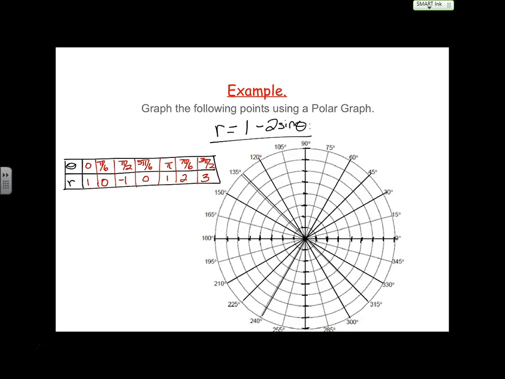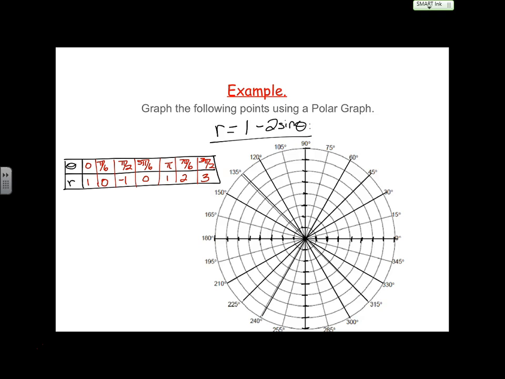Now take those points and graph those points. They'd technically be written r and then theta. So the first one would be written not 0, 1, but it'd be written 1, 0. Polar's kind of backwards that way. First point, 1, 0. Second point, 0, pi over 6. Third point, negative 1, pi over 2. Let's see if you can get them.